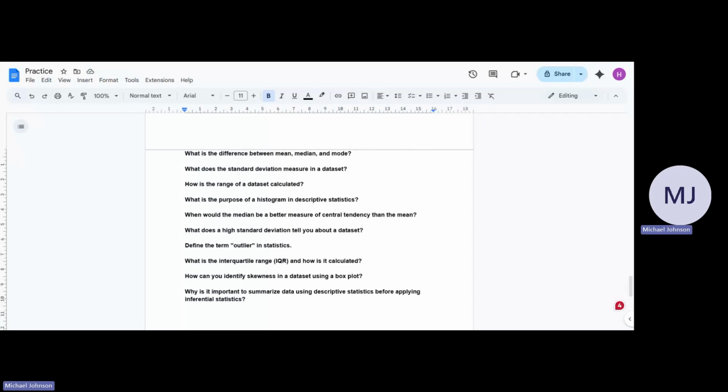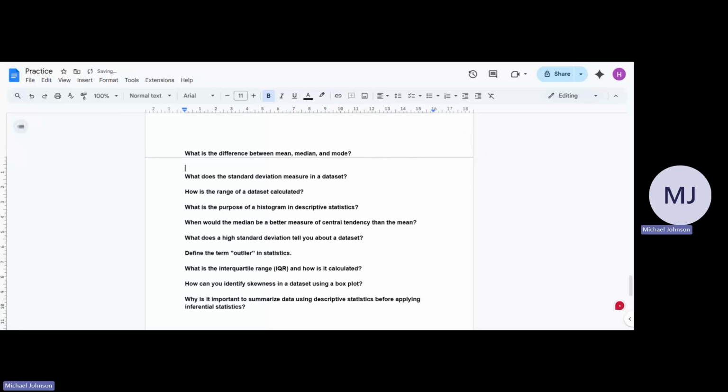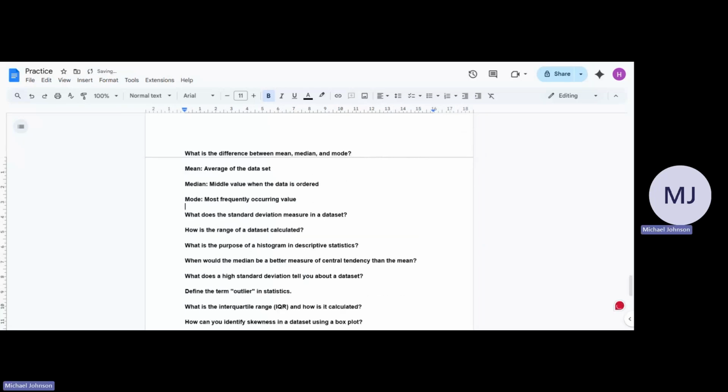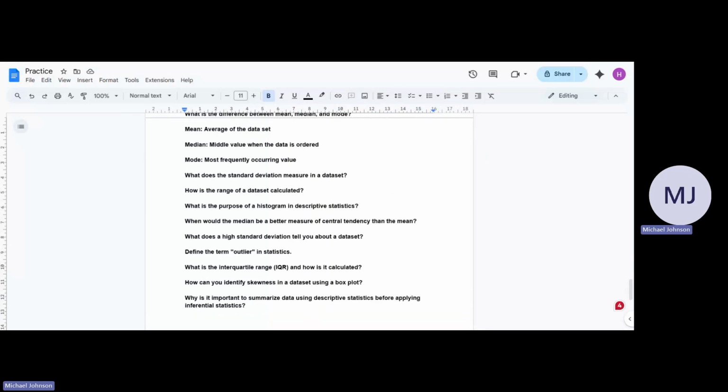So what is the difference between mean, median, and mode? In this case, mean is the average of the data set, median is the middle value when data is ordered, mode is the most frequently occurring value.